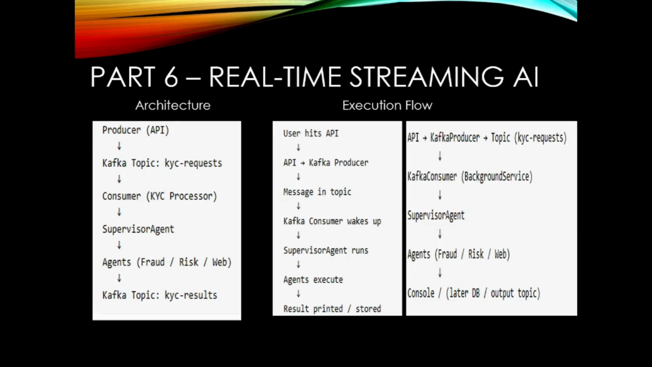User will hit the API, then the Kafka producer will drop the message to the Kafka topic, then the Kafka consumer will read that, and then the remaining flow is as it is, as we have done in part 1 to part 5. Supervisor agent executes, result printed, producer and consumer. So it is a pub-sub concept.